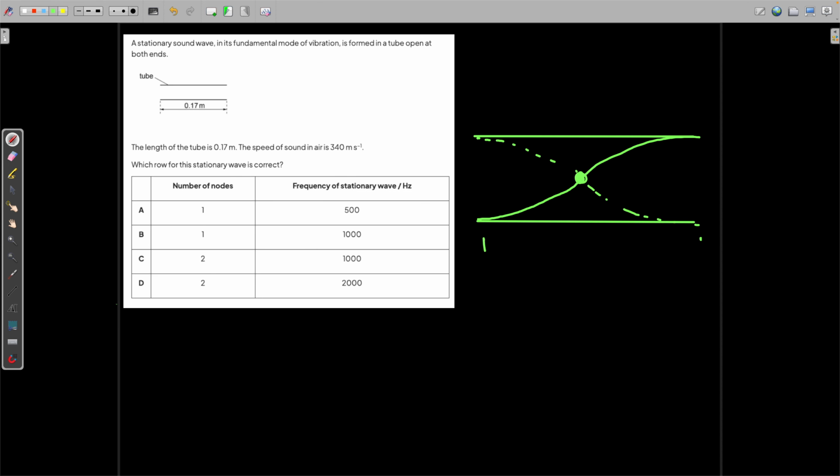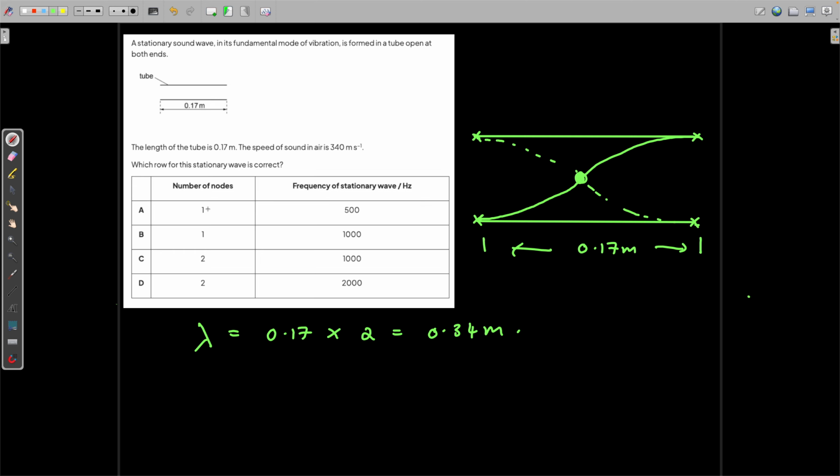The length here, which in this case is 0.17 meters, is not the wavelength of the wave. So if you notice from, say, this trough to this peak here, that's half a wave. The other half is from here to here. So the wavelength is actually twice that. So the wavelength lambda of this wave is 0.17 times 2, which gives you 0.34 meters. So that's the wavelength. And then we're looking for the frequency.